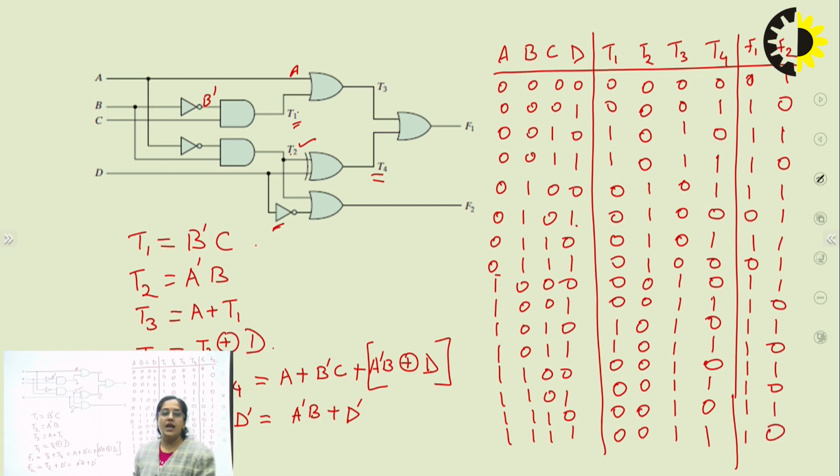So in this way, we analyze the given combinational circuit, and in this case, F1 and F2 are the two outputs corresponding to ABCD inputs. If any circuit is given to us, we have to analyze the circuit by writing the expression for the final output in terms of the input combination, and also we have to draw the truth table. Now, if we want to minimize this circuit, then we have to solve the K-map and reduce the expression.